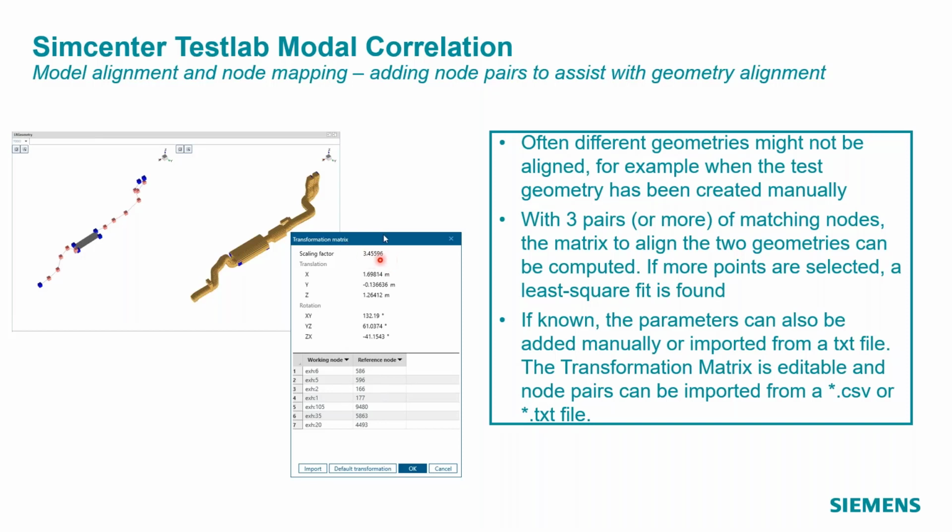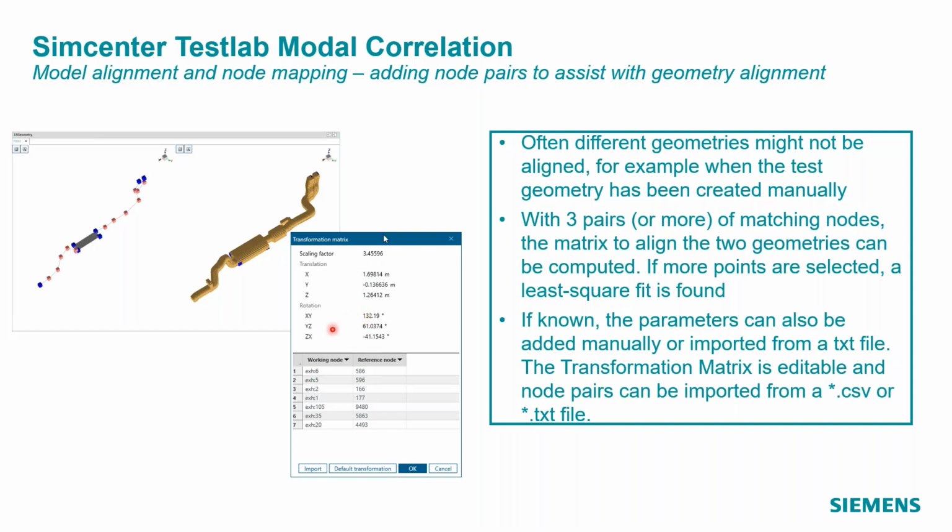We've got a scaling factor of 3. One of the units must have been messed up with the CAE model, and we had to fix that. And then we had a translation about X, a little bit about Y, a translation about Z, and then rotation as well. And these are all editable.